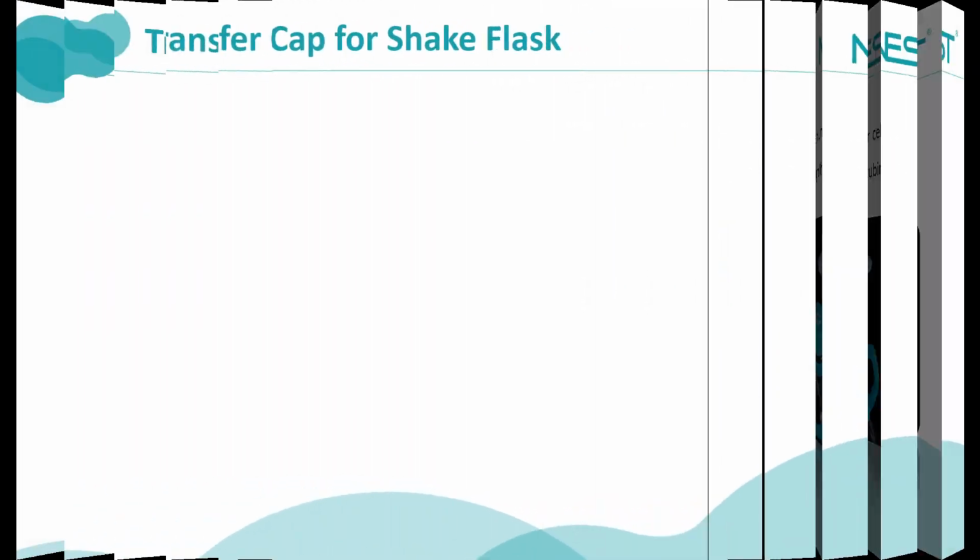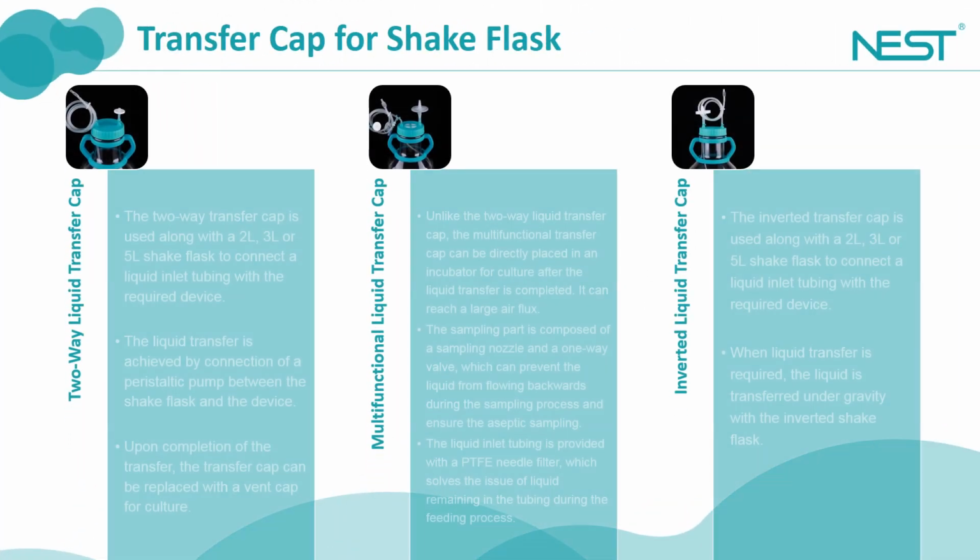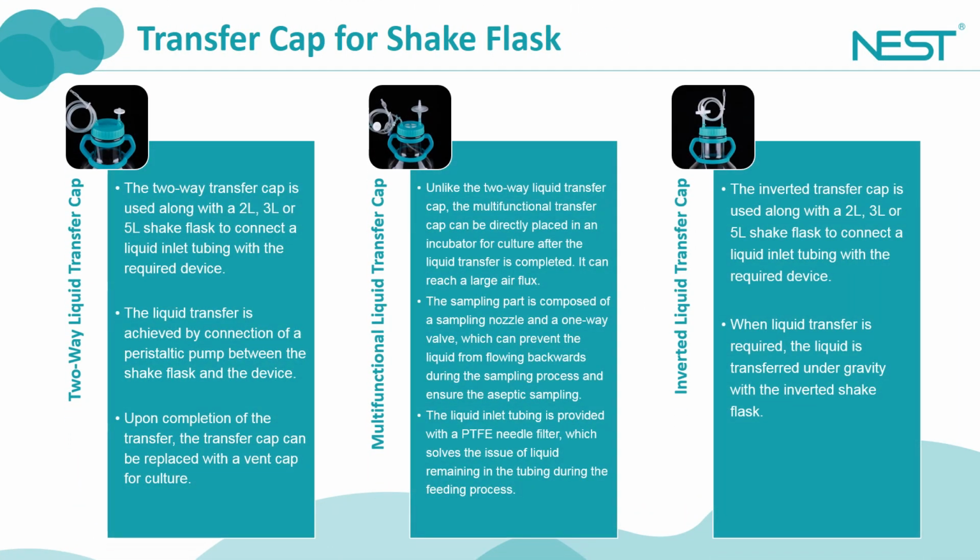With our liquid transfer caps, our clients only need to simply screw the transfer caps onto the flask and connect the tubing to the reservoir bag. Then they can start liquid transfer with a peristaltic pump. Firstly, reduce the risk of contamination. Secondly, reduce the workload of washing, assembling, and sterilization of the blue cover bottles, greatly reducing the labor costs.